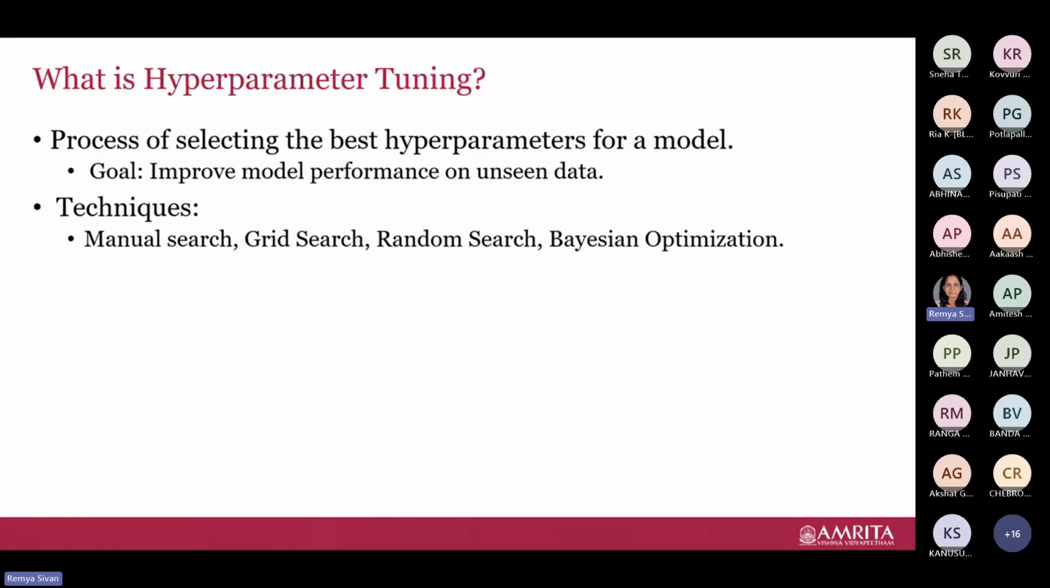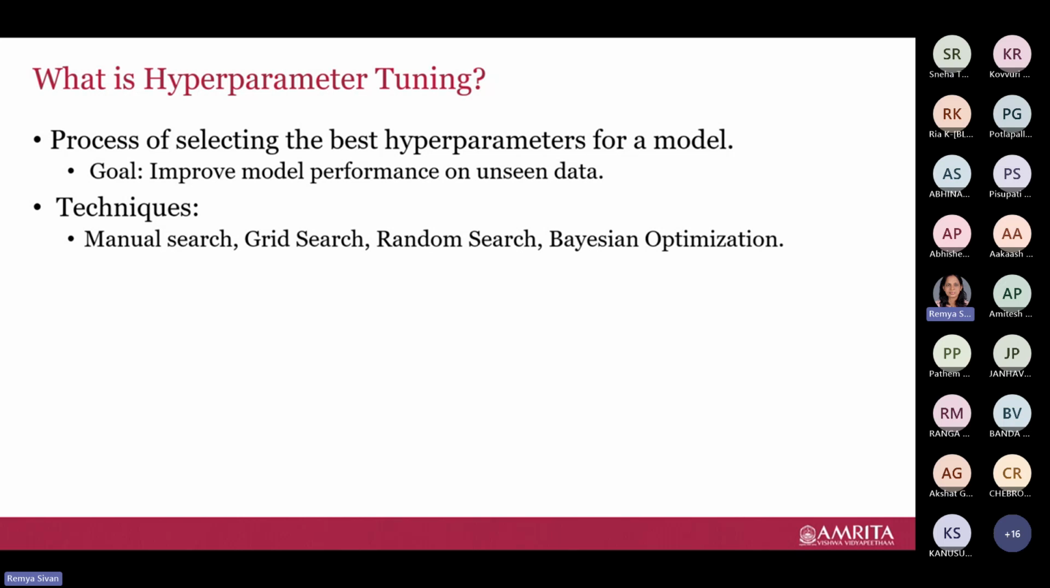We have a hyperparameter space. From that space, we are picking the best hyperparameter, the best number of neighbors. What is the best metric for this particular data? What is the best weight for this particular data? What is the best maximum depth for this particular data? The process of selecting the best hyperparameter is known as hyperparameter tuning.